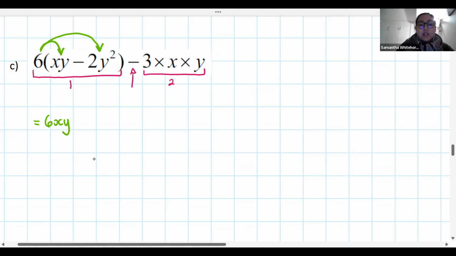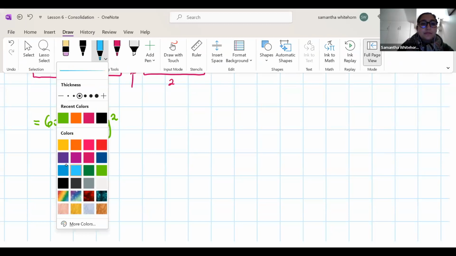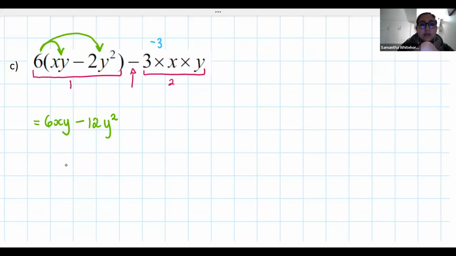So 6 times xy is just 6xy. 6 times minus 2y squared, well, a positive times a negative is a negative. 6 times 2 is 12. And then we've got that y squared. So I've distributed my first term. In my second term, I'm just multiplying everything. So I'm saying minus 3 times x times y. And that gives me minus 3xy.